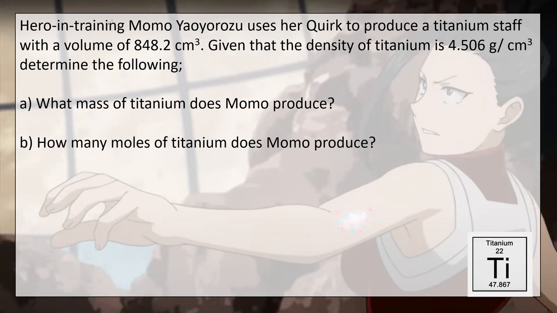So in the anime about superheroes, character Momo uses her quirk or superpower to make a titanium staff with a volume of 848.2 centimeters cubed. I'm going to assume that's a solid staff. It's not hollow. And we're given the density of titanium, which is 4.506 grams per centimeter cubed, to determine the following. First, what mass of titanium is produced.